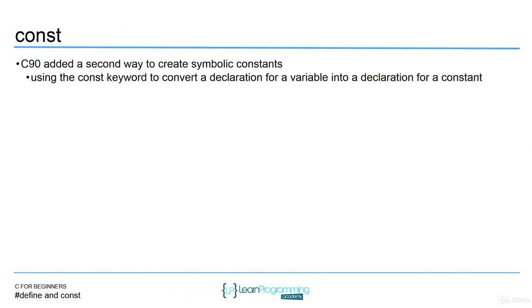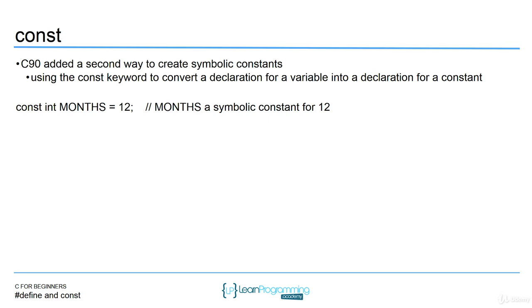Another way you can create constants in C is a more recent mechanism. C90 added basically another way, which is providing the constant modifier. You can use the constant keyword to convert a declaration for a variable into a declaration for a constant. And this will allow you never to be able to change that variable. So all you do is you say const, and then the data type, and then the name of the variable. And what this does in this example, it's going to now make months a symbolic constant for 12.